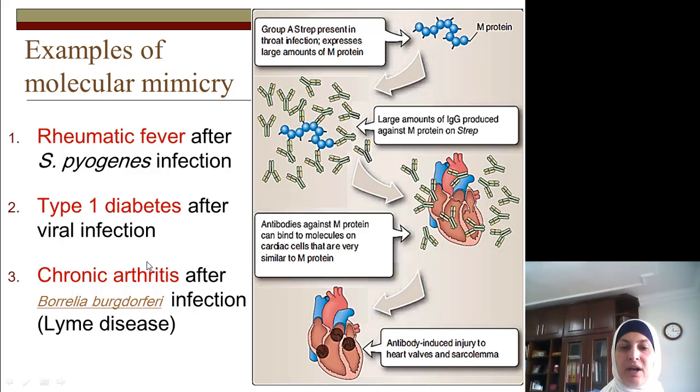Another example is the development of chronic arthritis after Borrelia burgdorferi infection that causes Lyme disease. So even when the Lyme disease is treated, or after the infection, the patient still develops a chronic type of arthritis. This is not associated with the bacterial infection induced by the tick. It is actually related to a sort of autoimmune reaction because of mimicry or cross-reactivity. So these are examples of molecular mimicry causing an autoimmune disease.